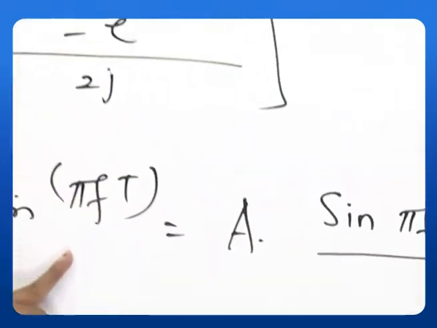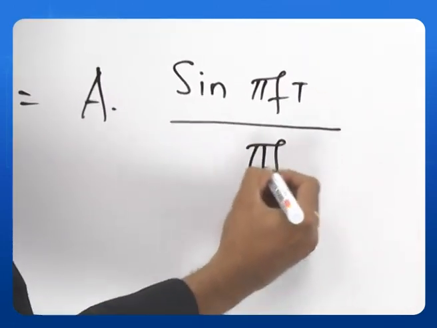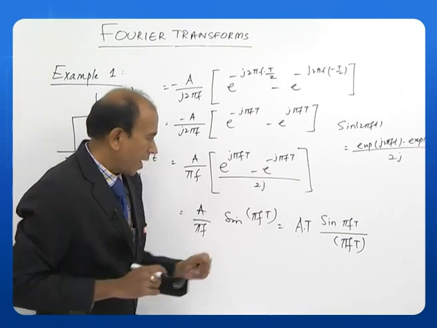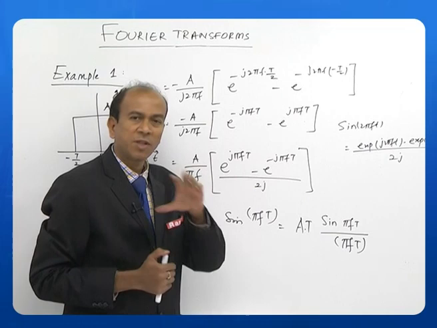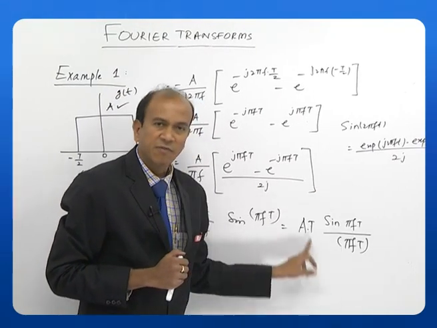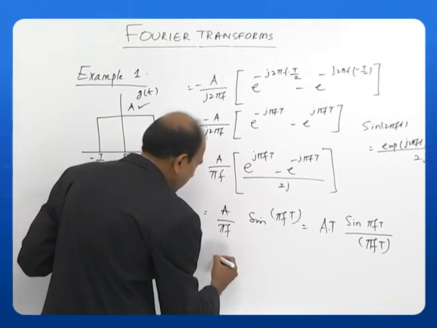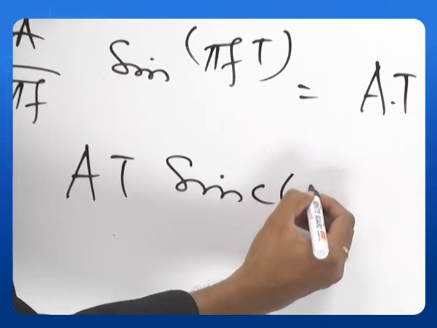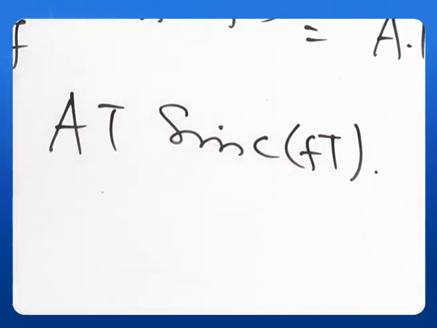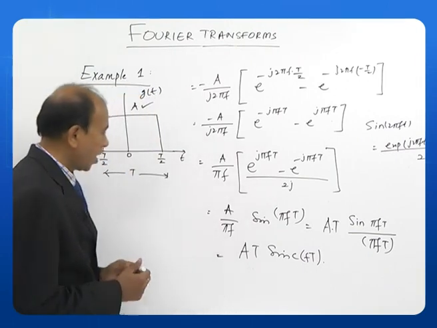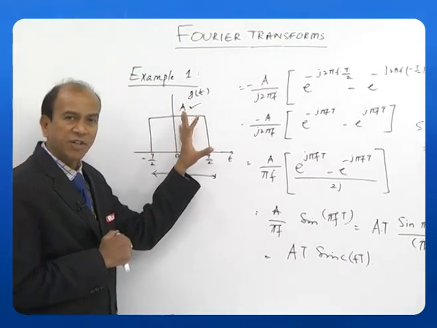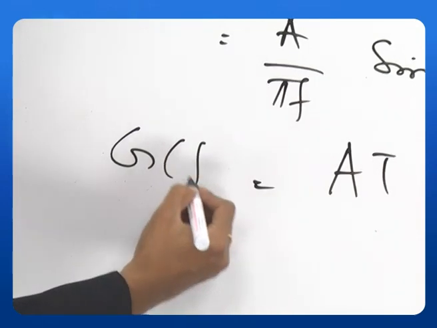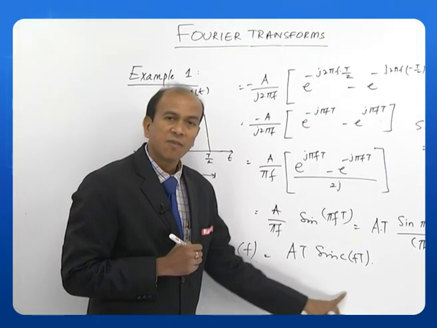Here t is not there in the denominator, but I will add t here and then I will put t here. So, I have divided and multiplied by t. Now, why are we doing this? Because we want this to be in the form of a sinc function. Now, this is a sinc function. So, this will be equal to a t sinc f t. So, this is a t sinc f t. Now, if you look at this, I have a rectangular function in time domain and this is my Fourier transform of it, which is a sinc function.